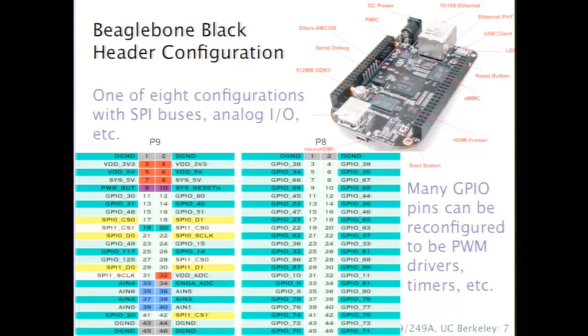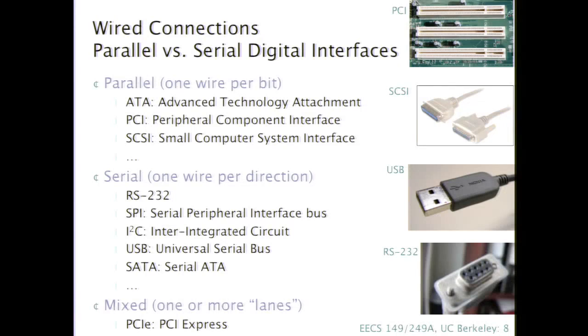So wired connections. There's a few of the others in here that I think are a little more interesting on this pin. Let's see. These SPI pins, these are a particular serial convention for serial ports. Yeah. So let's look at what some of the possibilities are. So here's some of the wired connections that are fairly widely used. Okay. So you have parallel connections, you have serial connections, and you have mixed connections.